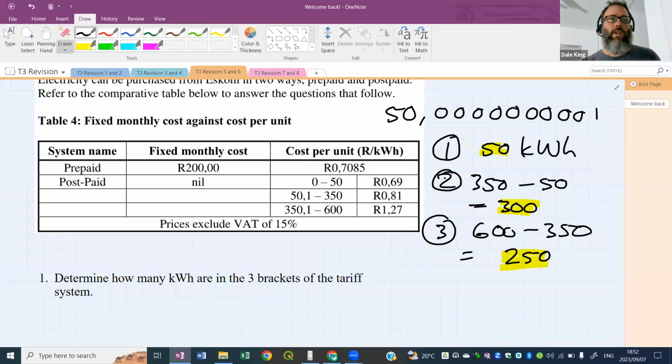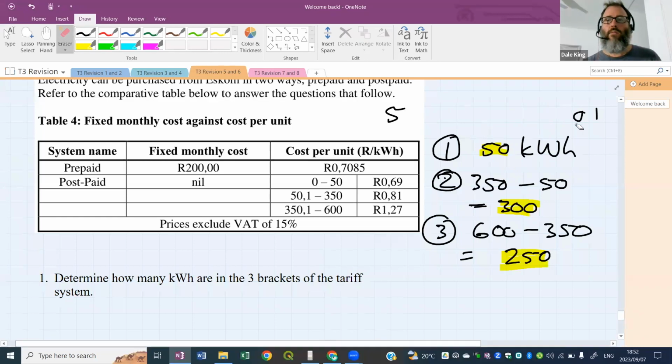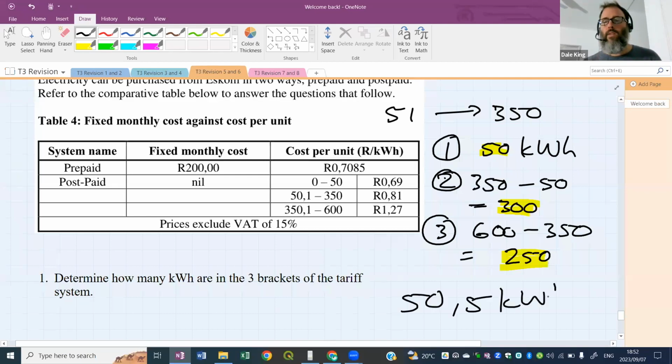What if they had written this? 51 to 350. They could have done it that way as well. So if you're not 50, you're 51, you're in the second bracket now. But what if people got 50,5 kilowatt hours? Where would they sit? You'd be stuck between 2 brackets. You're not 50 and you're not 51. You're in between. You'd be stuck deciding which bracket to use.